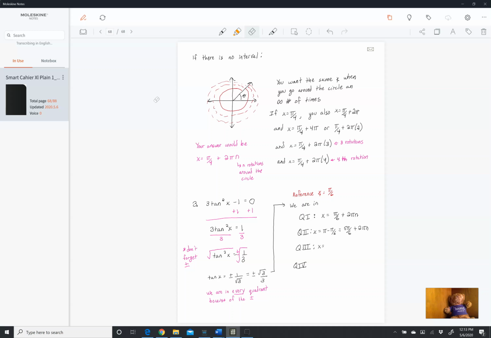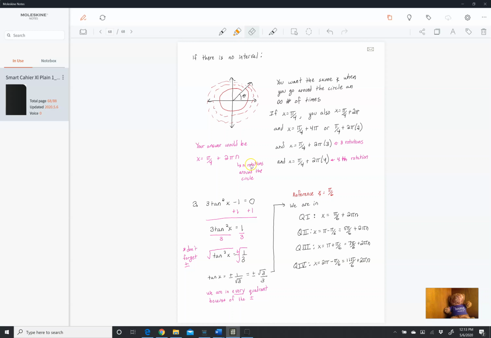Quadrant 3, that's pi plus pi over 6. Or 7 pi over 6. Plus 2 pi n. And then x equals 2 pi minus pi over 6. And that gives us 11 pi over 6 plus 2 pi n.